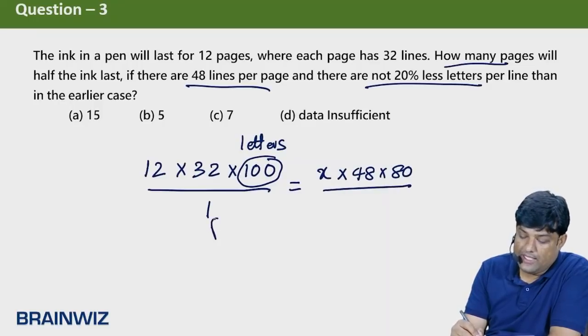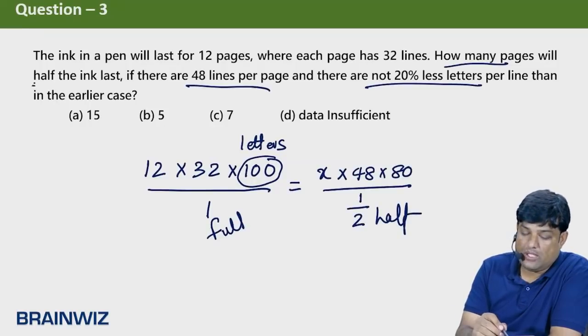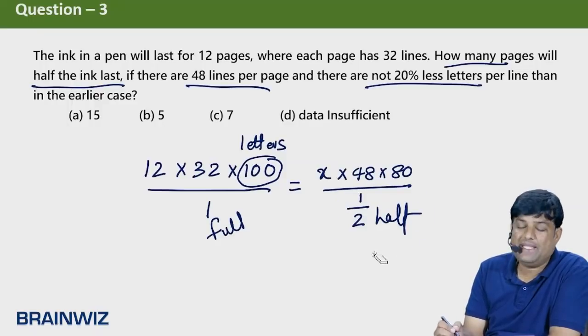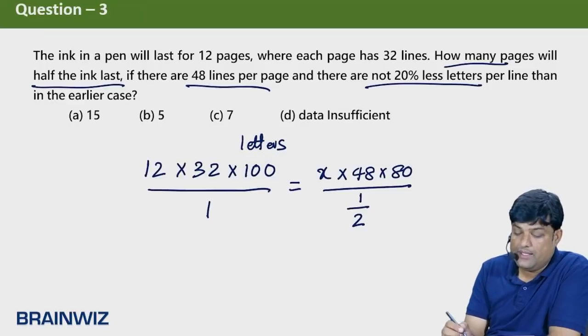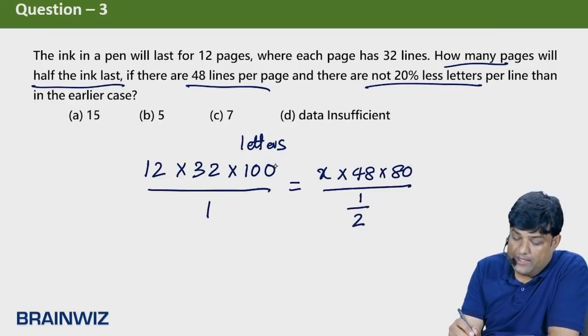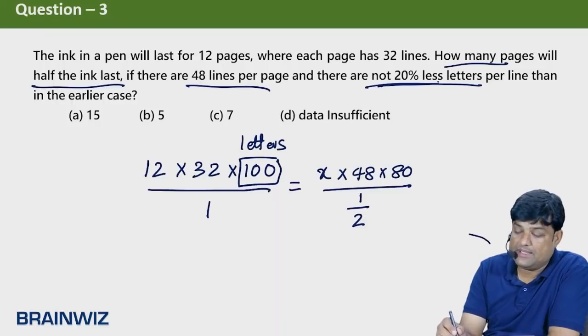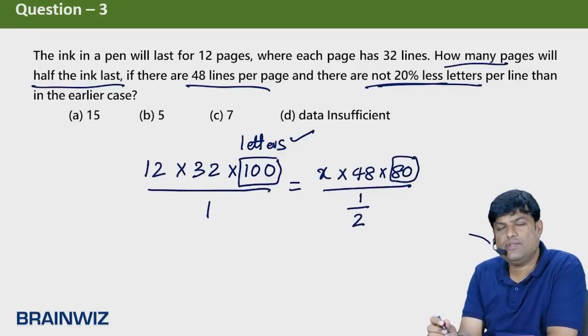Now here you are taking the full ink bottle, and how much will it take for half the ink bottle? This is what he told, half of the ink, so half ink bottle. So this is the best way of doing it. You need not do anything. You just have to cross multiply. Now, students, you might be getting a doubt how you got this 100. He told you 20% less. So I have taken 100 letters in the previous case. Now I am taking 80 letters here. So this is the way we are supposed to do it.